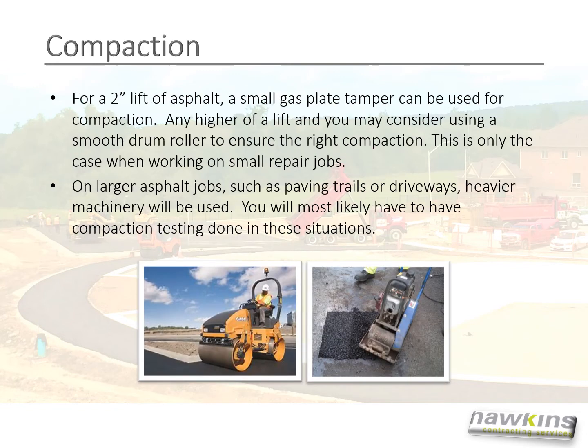Compaction is also key. For a 2-inch lift of asphalt, a small gas plate tamper can be used for compaction. Any higher of a lift and you may consider using a smooth drum roller to ensure the right compaction. This is only the case when working on small repair jobs. On larger asphalt jobs, such as paving trails or driveways, heavier machinery will be used. You will most likely have to have compaction testing done in these situations.